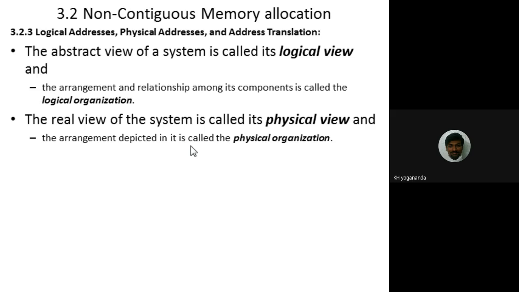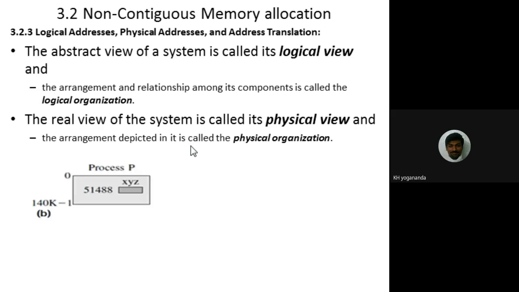Remember, there are views and organizations. The abstract view is called the logical view, and the real view is called the physical view. The arrangement and relationship between the components within the abstract logical view is called the logical organization, and the arrangement and relationship within the real or physical view is called the physical organization.